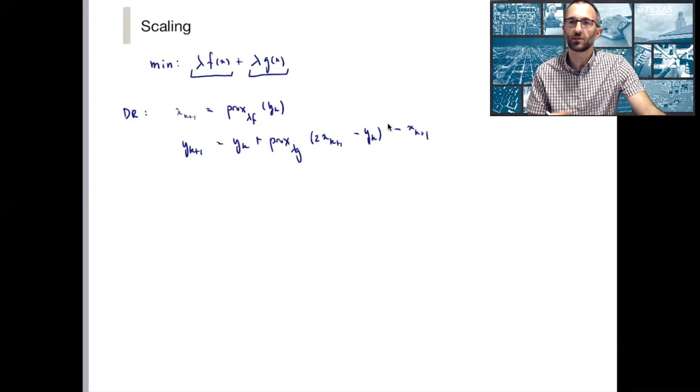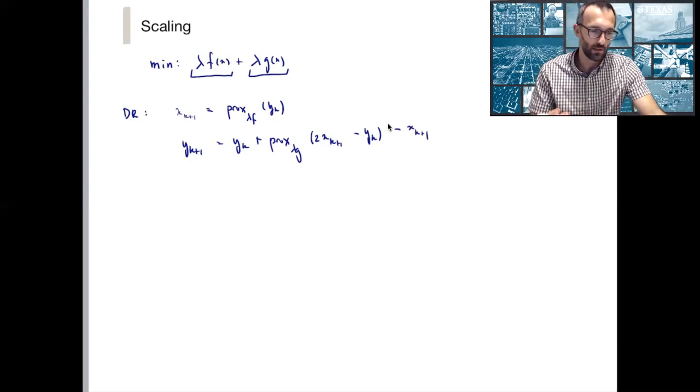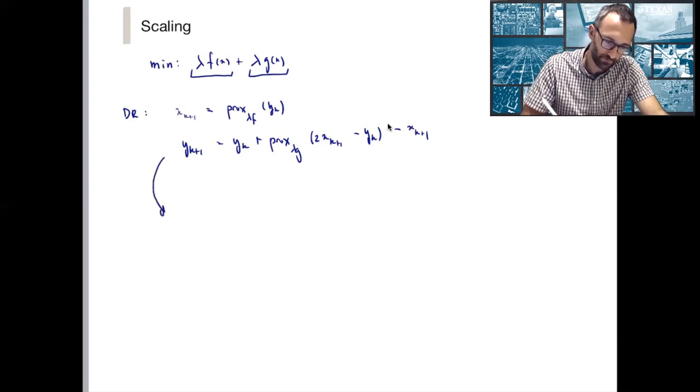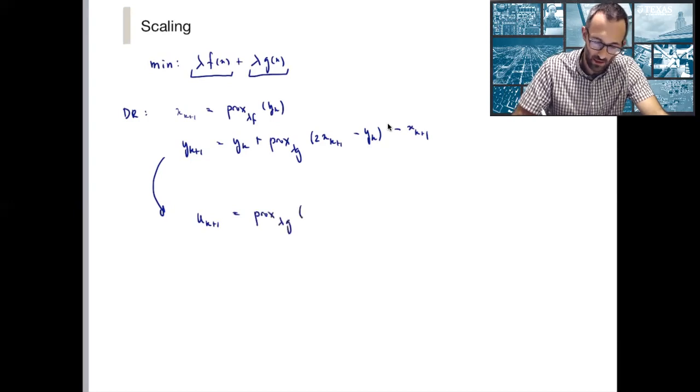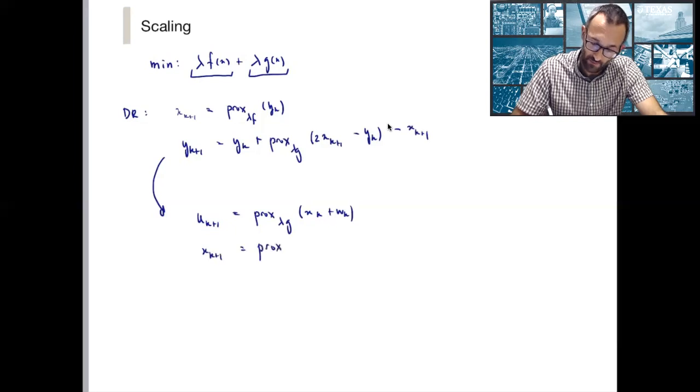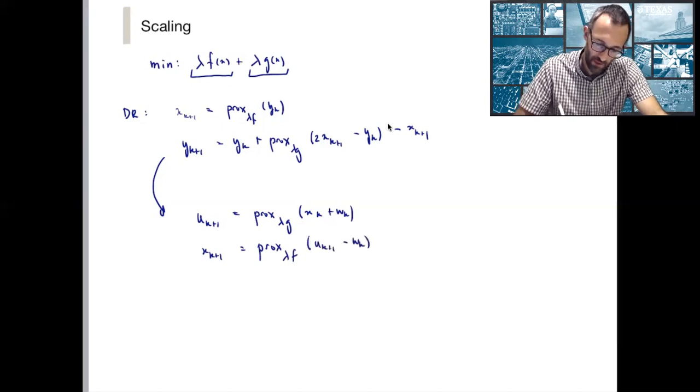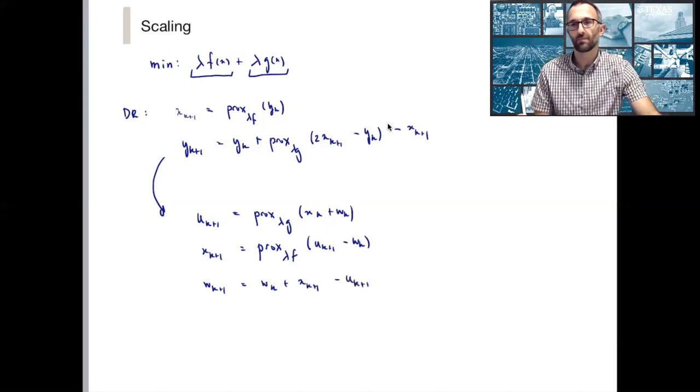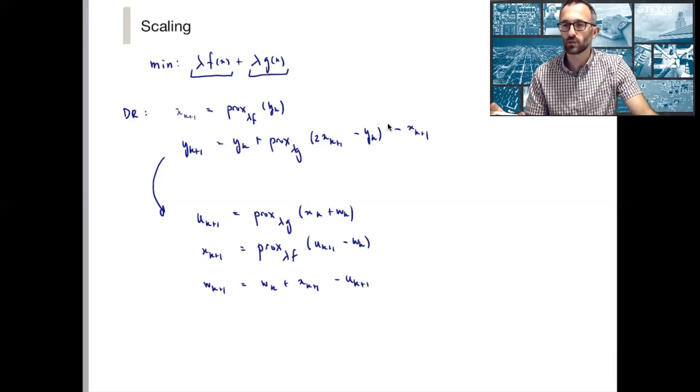And in the equivalent formulation that I wrote on the previous slide, this would correspond to uk+1 is equal to prox lambda g of xk plus wk, xk+1 is equal to prox lambda f evaluated at uk+1 minus wk, and wk+1 is equal to wk plus xk+1 minus uk+1. We should think through what are the implications of choosing a different lambda.